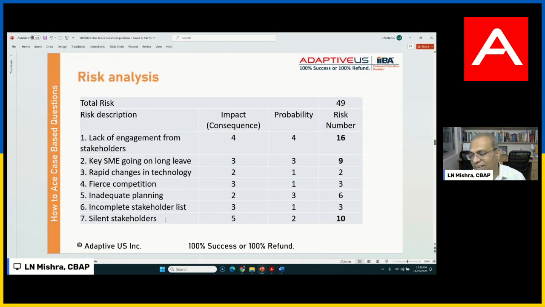These are actually some of the risks that I encountered as a business analyst, so I have put them here.